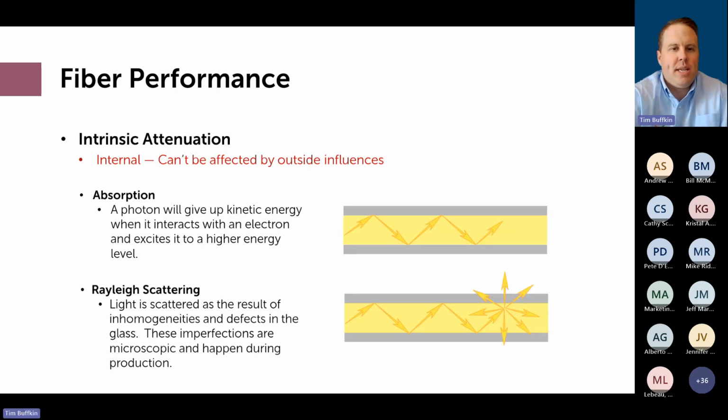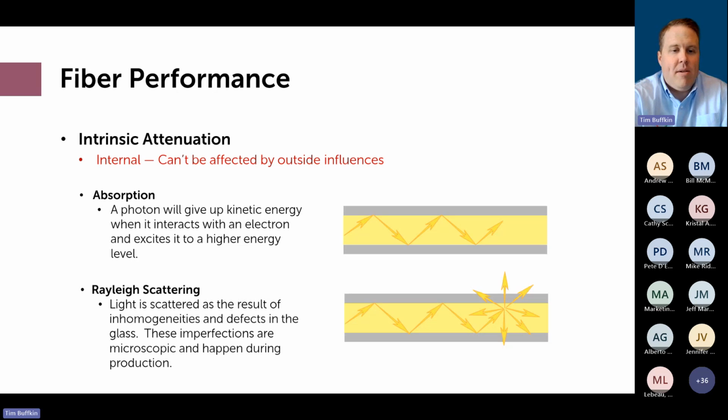So intrinsic attenuation. This attenuation is internal to the fiber itself. It can't be affected by outside influences, right? This is going to be from the manufacturing of the fiber itself, not something that's going to come from the cabling. So two main things we have here is absorption, where a photon will give up kinetic energy when it interacts with an electron and excites it to a higher energy level. Basically, it's absorbing the power as it goes.